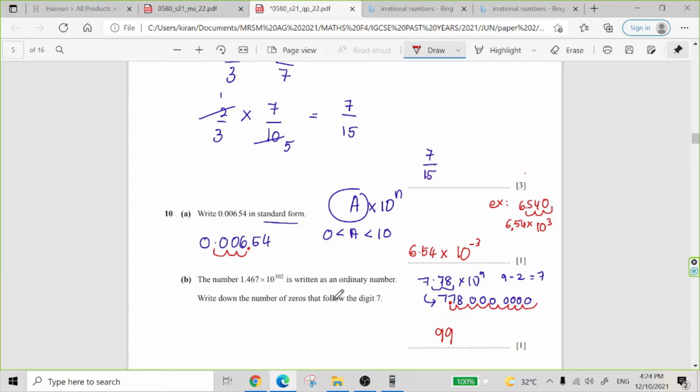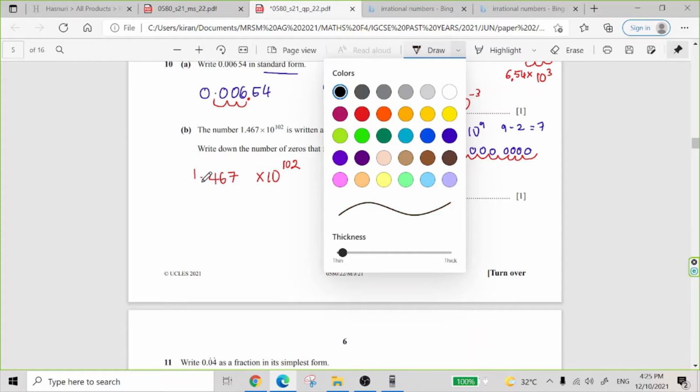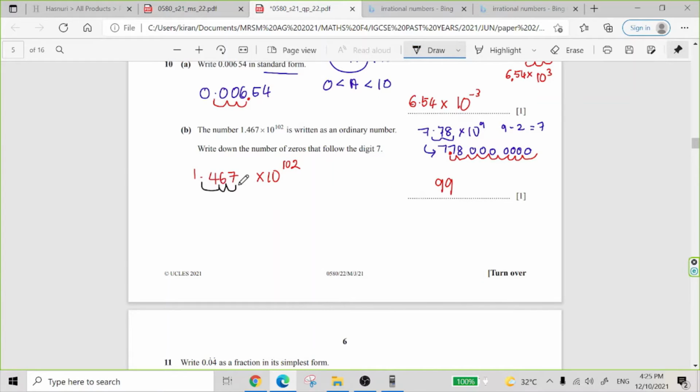So the question is the same. When we convert into ordinary, we have 1.467 times 10 to the power of 102. It's actually a big number. If we convert it to an ordinary number, it has a lot of zeros, many zeros at the back. That is what it means. So here how many have we moved? We have 1 2 3. So we move 3.